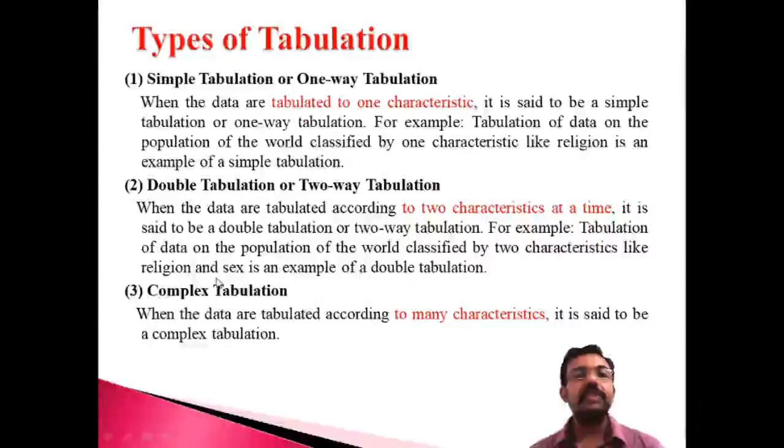And the third one is the complex tabulation. That means data is classified on the basis of more than two variables, that is known as complex. When you are representing many characteristics, that is known as the complex tabulation. These are the different types of tabulation relating to research.